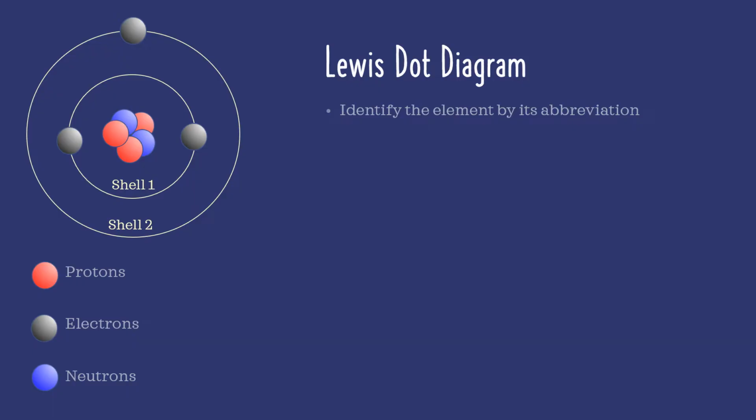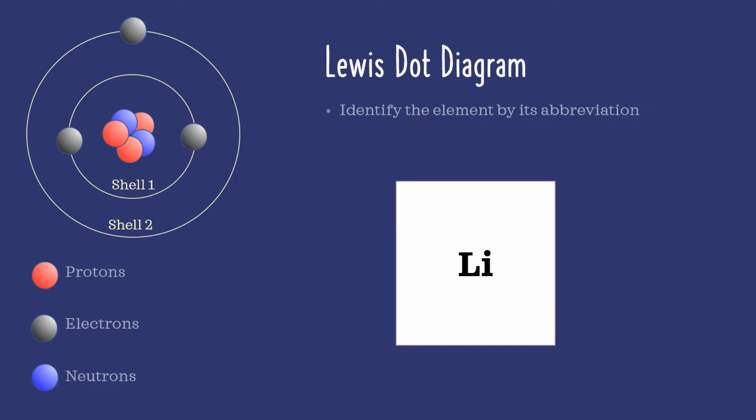This atom is lithium, or Li for short, and it has a single electron in its valence shell. So first I identify the element by its abbreviation, Li, and then I draw its valence shell and nothing else. Voila, that's it. Li with a dot on one side representing its single valence electron is the Lewis dot structure for lithium.